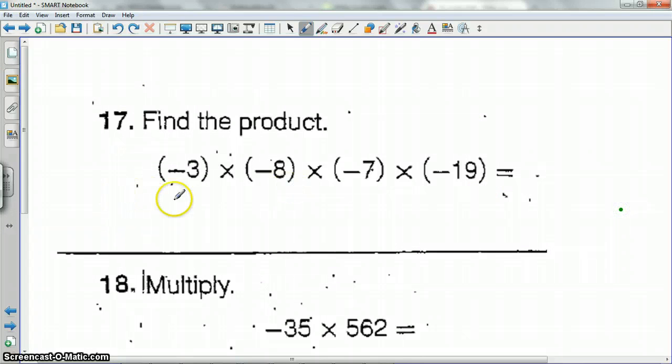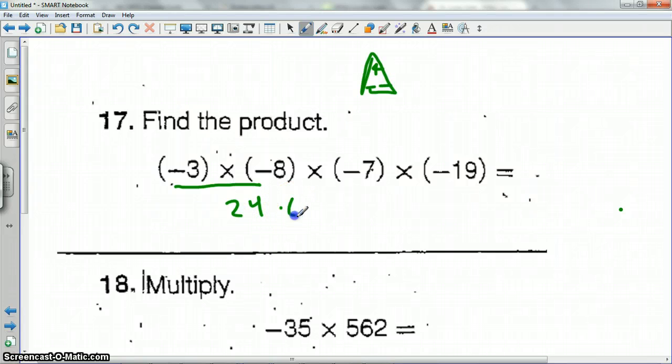All right. Here's a fun one. Just do it 2 numbers at a time, just like we have done other ones before. First thing we do is negative 3 times negative 8. A negative times a negative is a positive. And just remember, think of this triangle. Negative times a negative makes a positive, so that'd be positive 24.